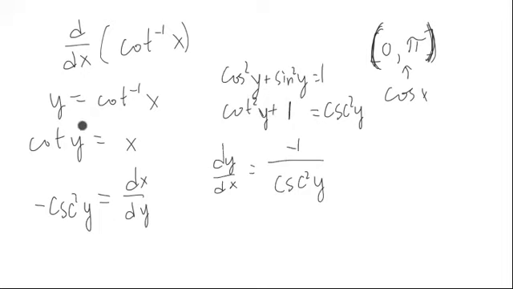That's great because cotangent of y is just x. So this is really x squared plus 1. This just ends up becoming negative 1 over x squared plus 1. So the derivative of cotangent inverse is this.